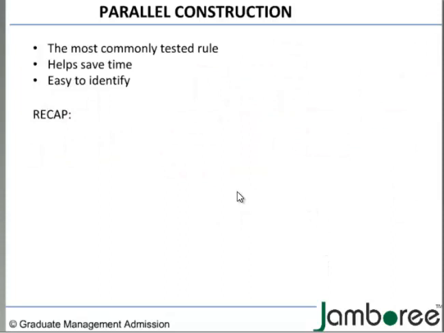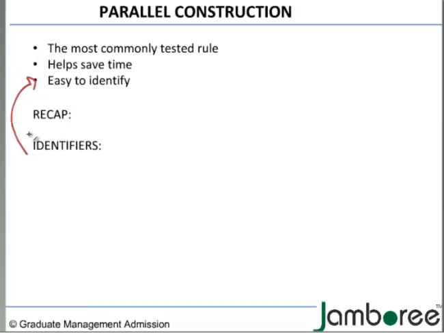So everybody clear? Parallel construction otherwise is pretty straightforward to understand, right? So everybody okay with the recap? I don't think you needed it, but I just wanted to start off with this. Everybody clear? Any questions? Okay, so Suminder, thanks.